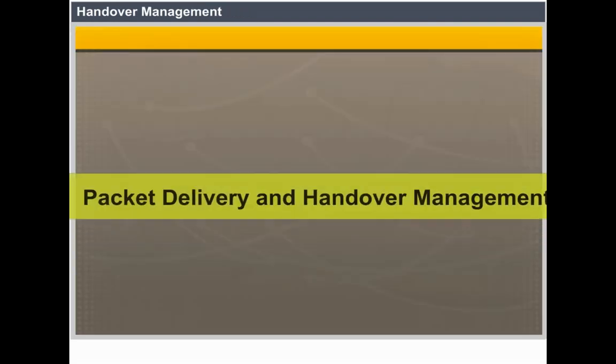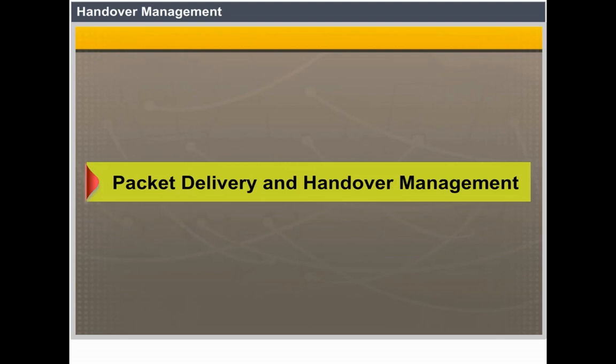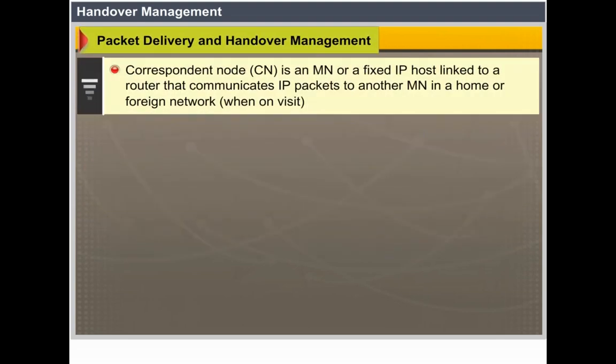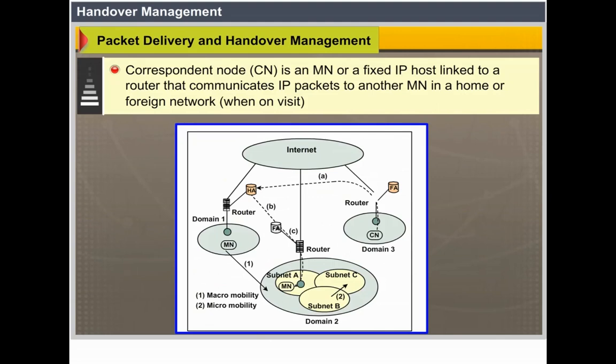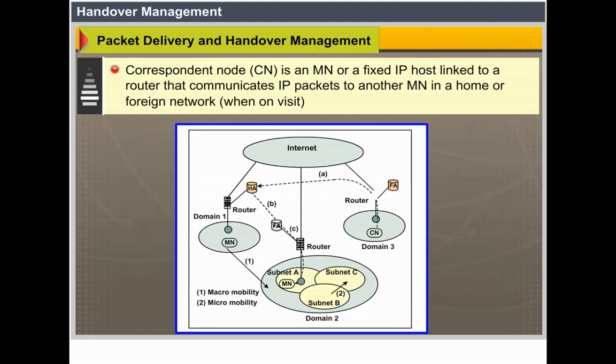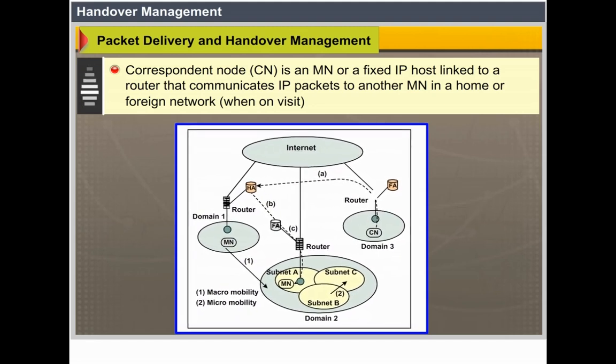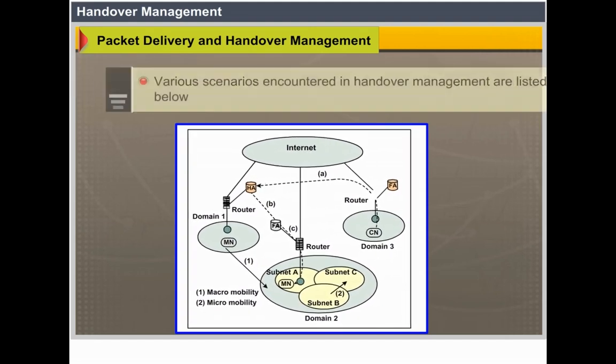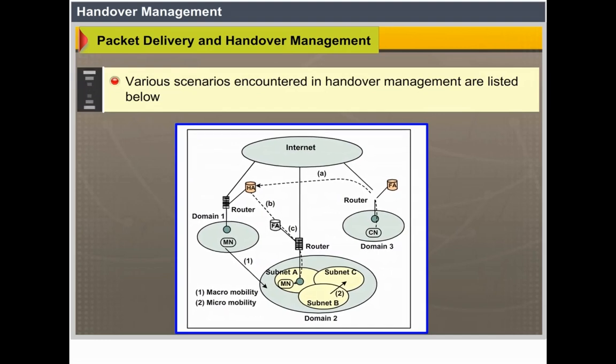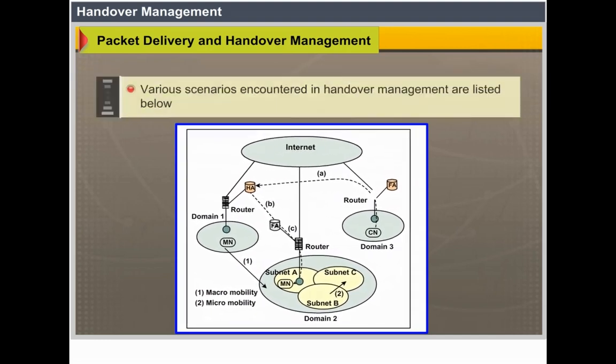Handover Management. Packet Delivery and Handover Management. Correspondent node CN is an MN or a fixed IP host linked to a router which communicates IP packets to another MN in a home or foreign network when on visit. Various scenarios encountered in handover management are listed below.